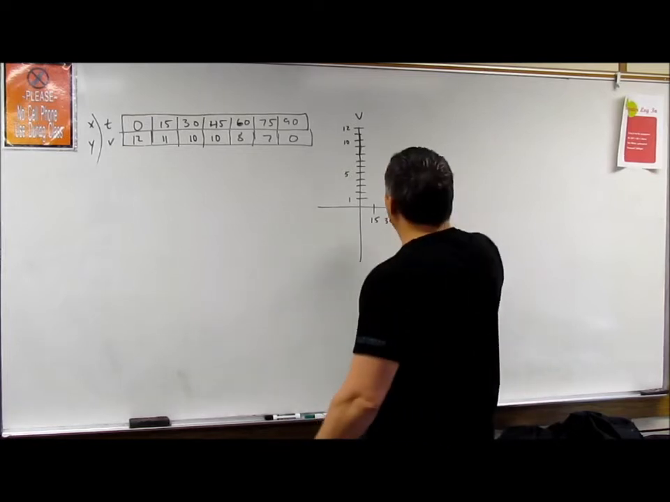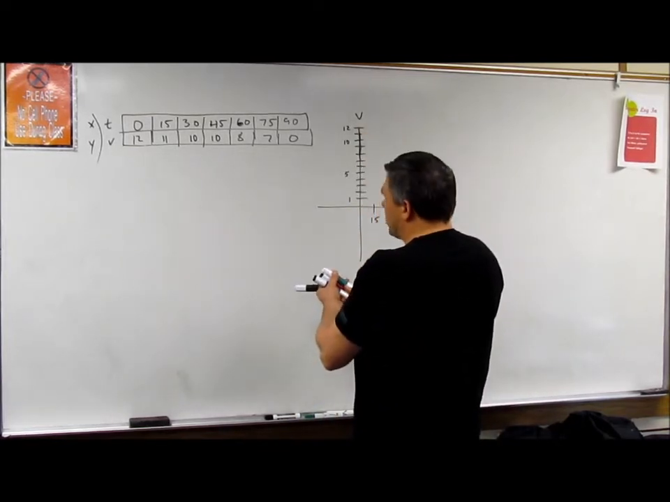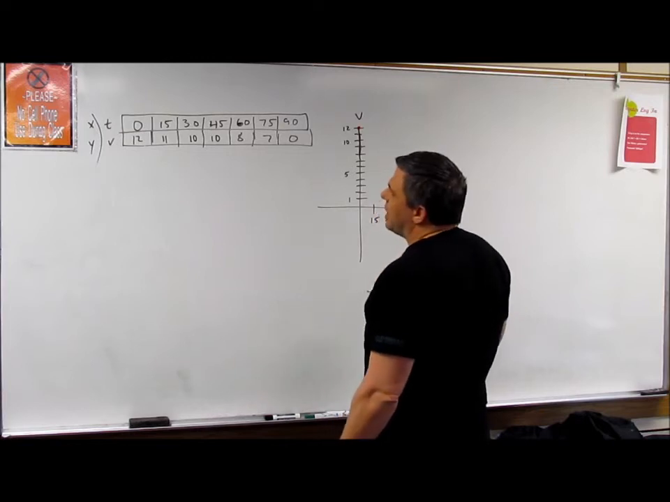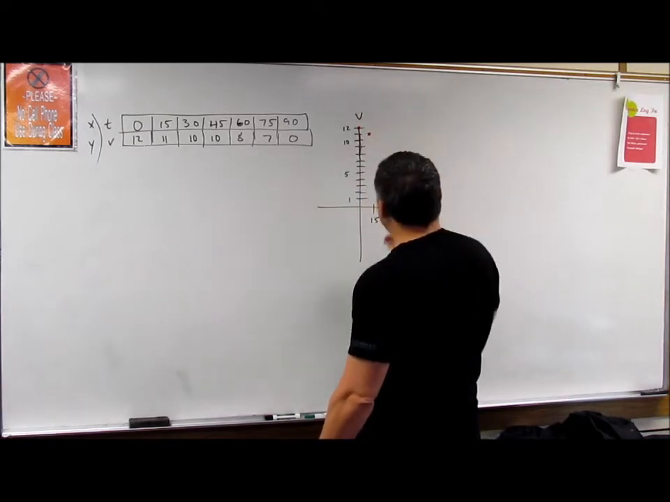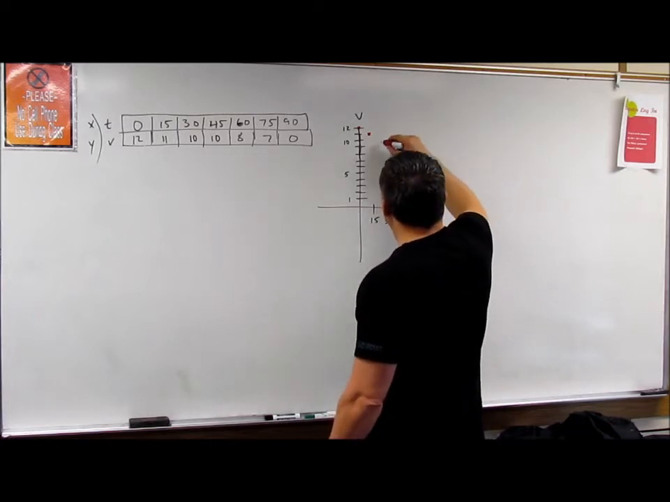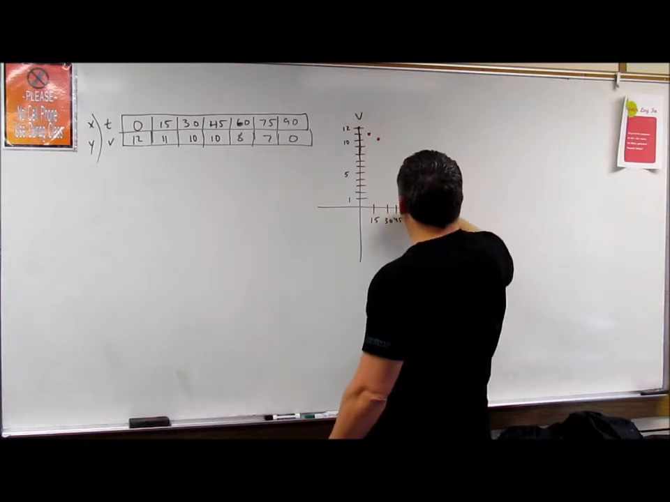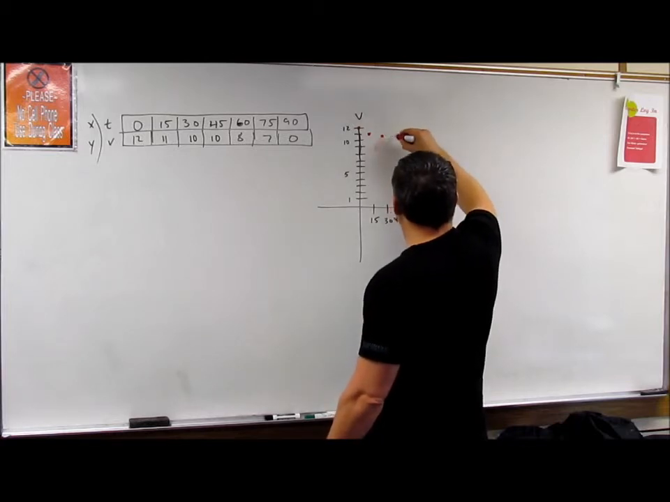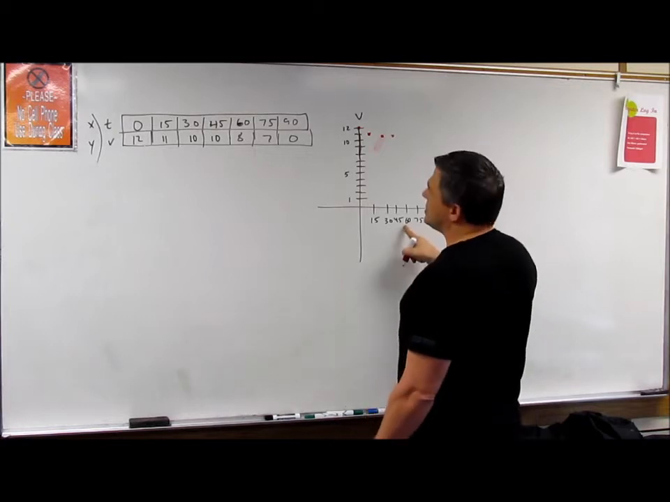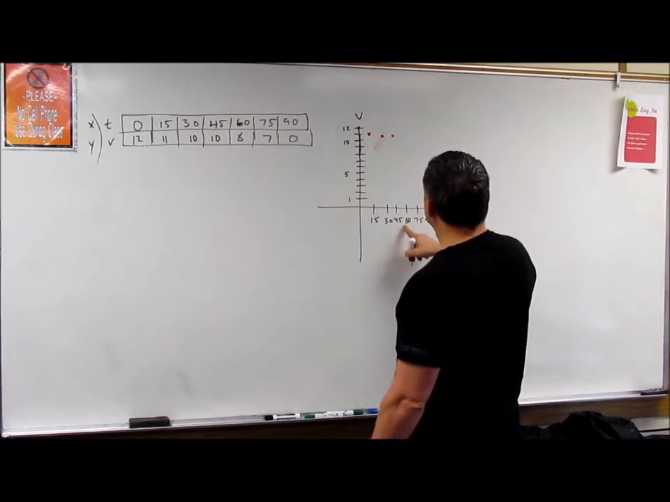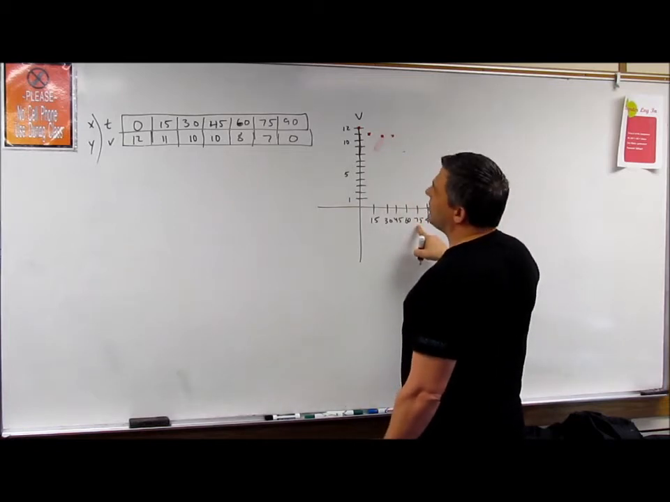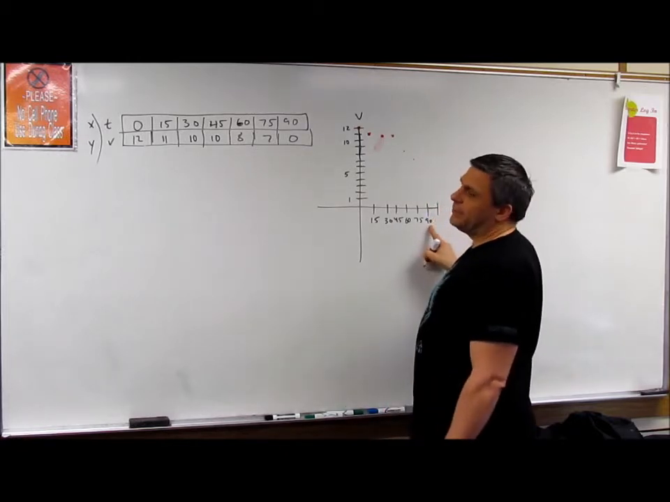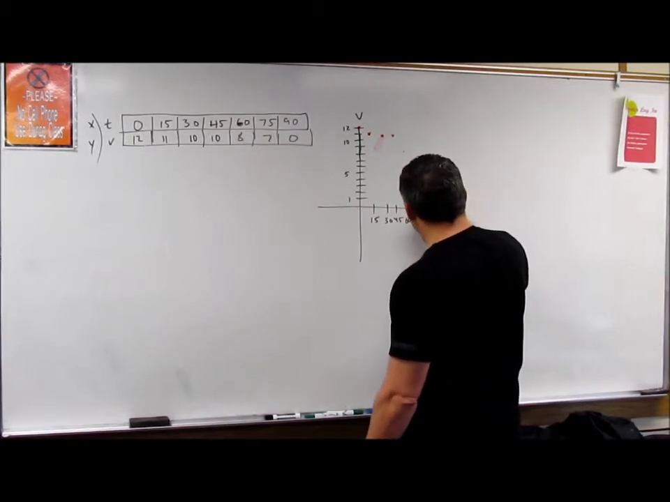So 0, 12 would be my first dot. I'll do my dots in red so I can see where they're at. So 12 is there. 15, 11 is there. 30, 10 is there. And then 45, 10 is there. And then 60, 8 would be there. And 75, 7 would be there. And 90 and 0 would be right there.